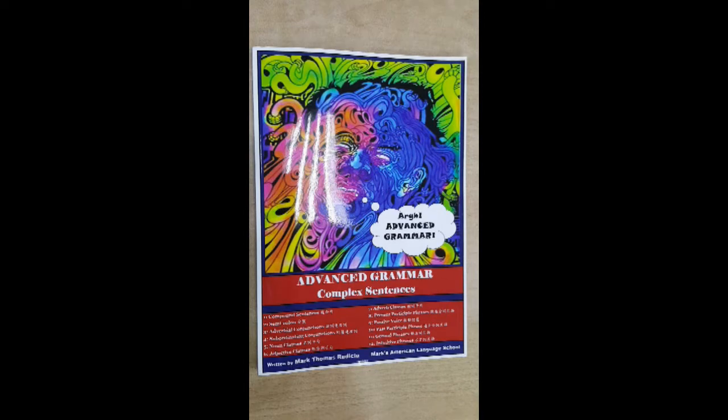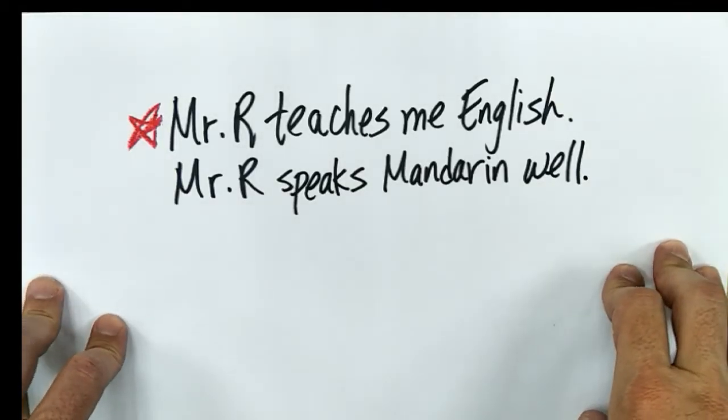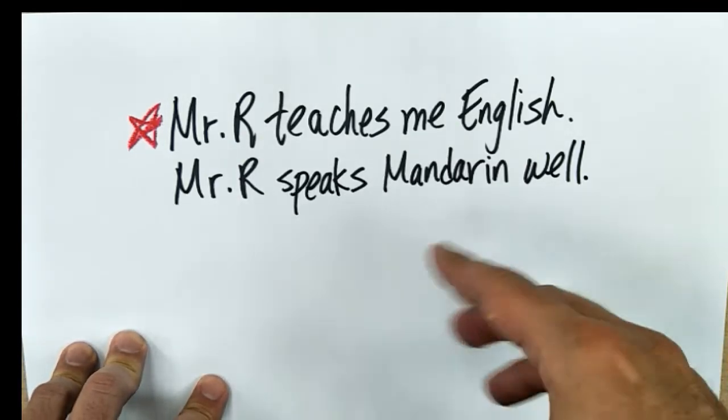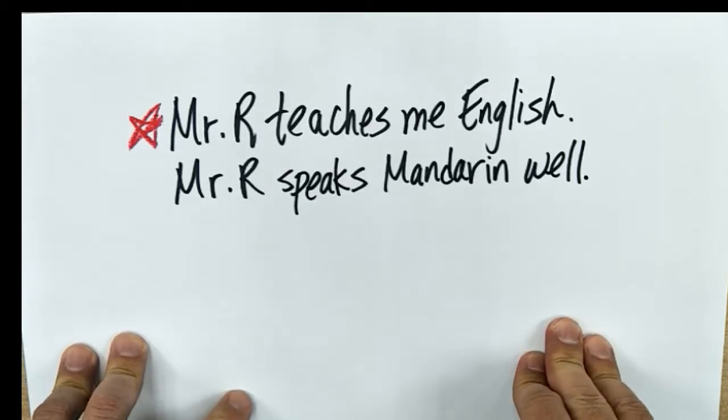All right, students, take out your advanced grammar book. We are going to do adjective clauses, chapter 6. Okay, kids, let's practice combining two sentences, making one sentence into an adjective clause.